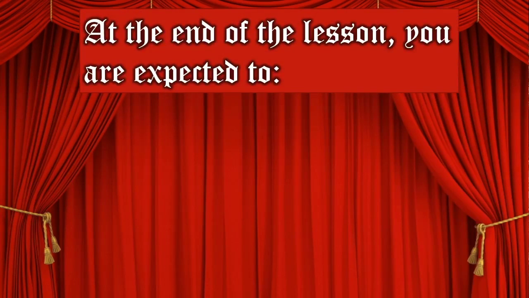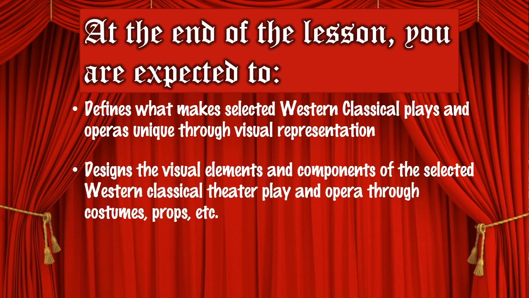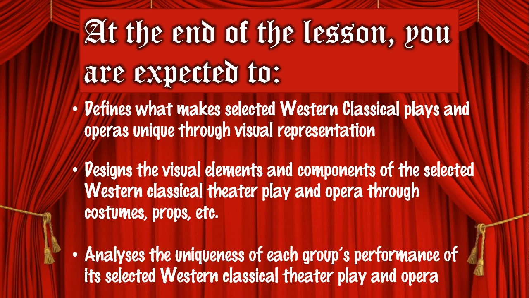At the end of the lesson, you are expected to, number 1, define what makes selected Western classical plays and operas unique through visual representation. Number 2, design the visual elements and components of the selected Western classical theater play and opera through costumes, props, and etc. Number 3, analyze the uniqueness of each group's performance of each selected Western classical theater play and opera.